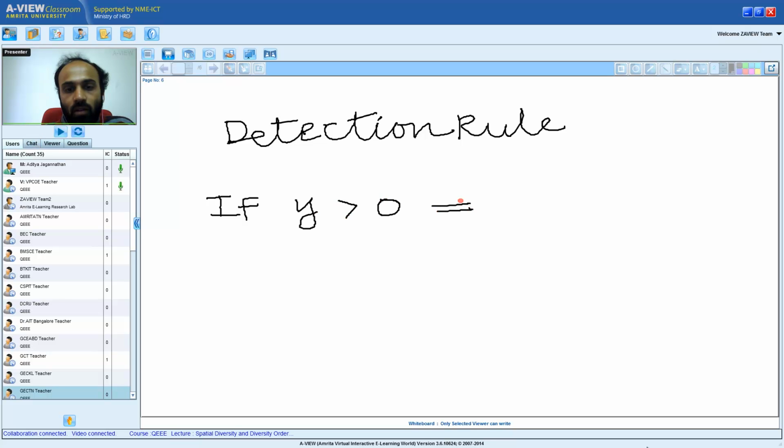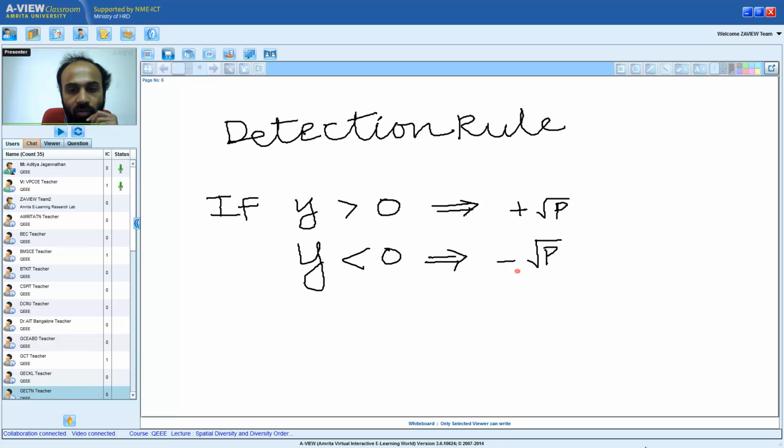If y is greater than 0, then it is plus square root of p. On the other hand, if the received signal y is less than 0, then we are going to detect it as minus square root of p.